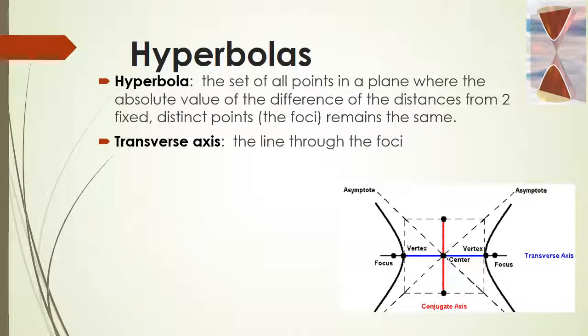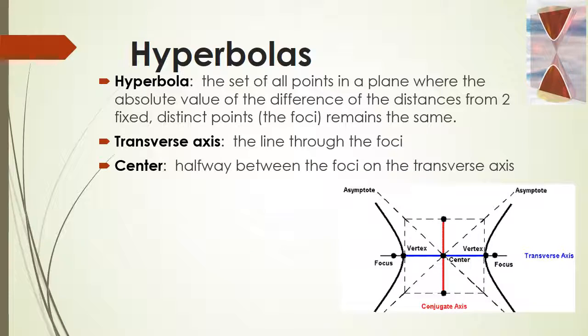Now, we have a transverse axis. That's the line that goes through the graph, through the focal points, through the vertices. It actually connects with the graph. Probably an easy way to remember that is trans means across or through. So the transverse axis goes through the actual graph itself. And we have the center. The center is halfway between the vertices or the foci on the transverse axis.